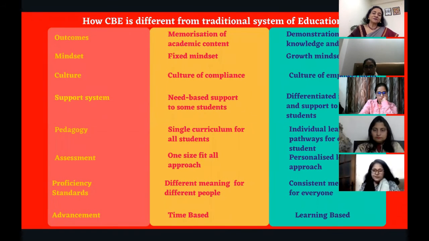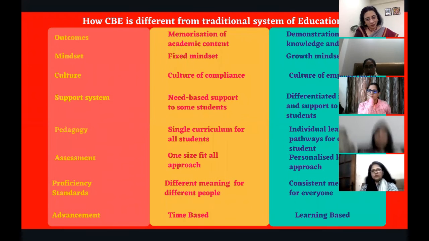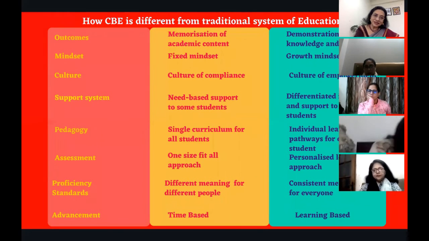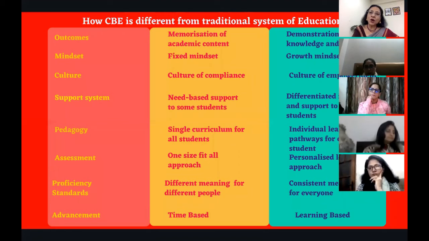Now look at this table. How CBE is different from the traditional system of education. Look at the outcomes. We all have the learning outcomes in our curriculum, in our lesson plans. We know what our child should be able to learn at the end of a program, at the end of a period, isn't it? So we memorize it. We memorize the entire academic content in the traditional way of learning. But in a competency-based system of learning, we demonstrate the learned knowledge and skill.